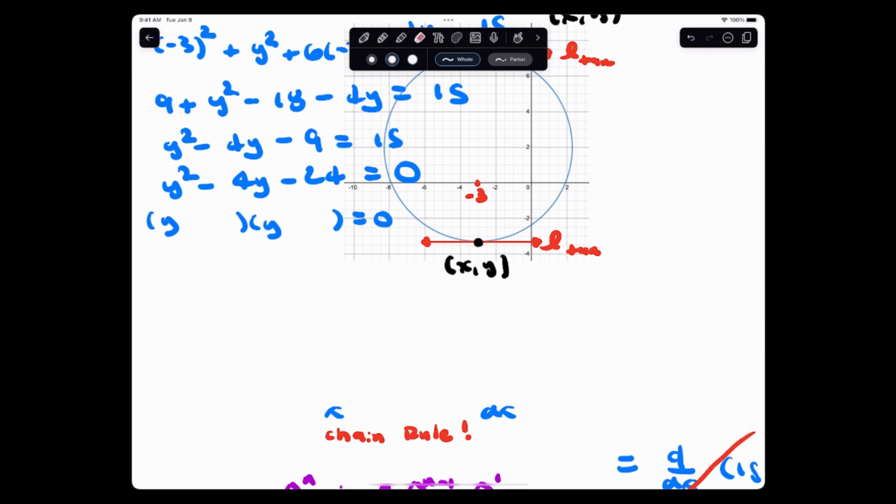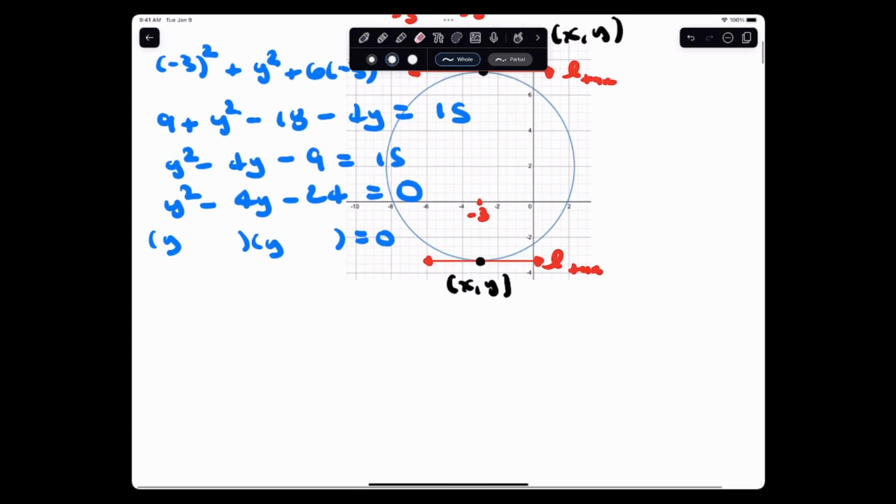So is that factorable, ladies and gentlemen? Can you get the y values? I don't know. Is that factorable? I'm not so sure. Two numbers multiplied together is negative 24, when added is negative 4. Is that 6 and 4? Double check. That's 2. This is not factorable. So that's okay if it's not factorable. Okay.